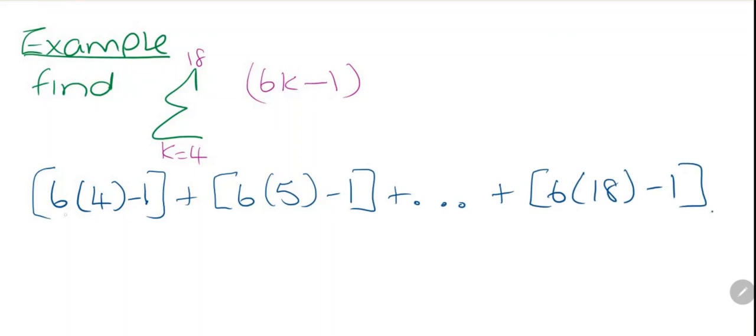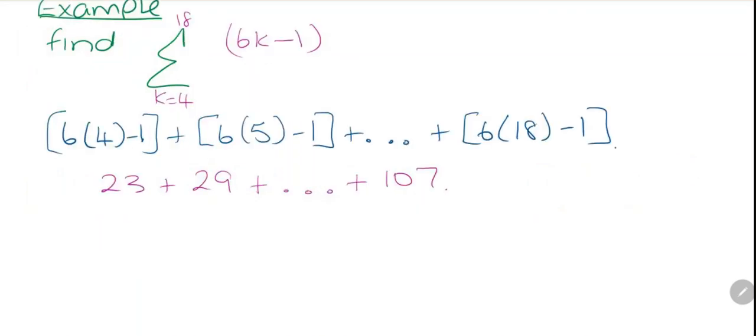So this is the first term, 6 times 4, 24 minus 1 is 23. Second term, 6 times 5 is 30, minus 1 is 29. And this would continue, plus the missing terms, to the last term, which would be 107. So the first thing we need to do, we need to find the sum of the series.